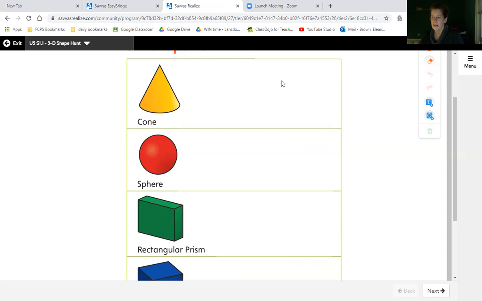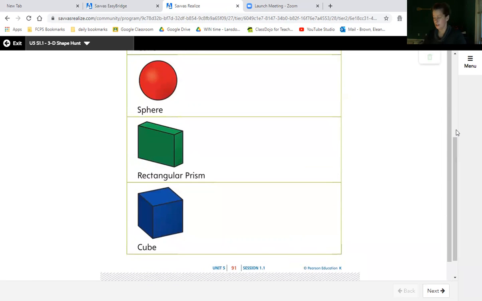Now, write all those things in your journal. I also found for the cube, look at this. The cube, I found some dice. You might even find an ice cube or something fun like that. And then you've got the next page.